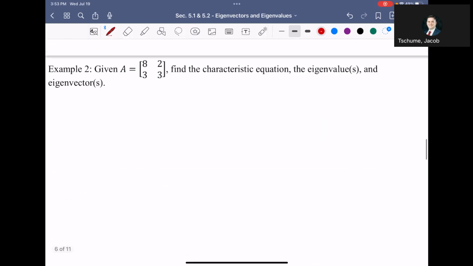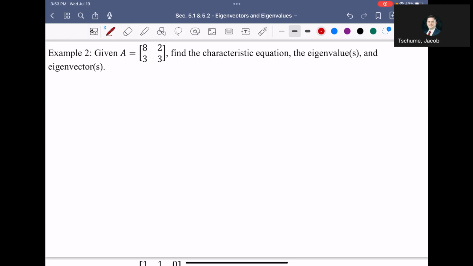All right, so now that we've gone over the equations, let's do some examples and let me show you how you'll do this yourself. On the first example, I guess example 2 for this video, if I give you a 2 by 2 matrix A, 8, 2, 3, 3, I want you to find 3 things for me. I want you to write out the characteristic equation, use that to help you find the eigenvalues of the matrix, and then once you find the eigenvalues, we will then find the eigenvectors of each eigenvalue.